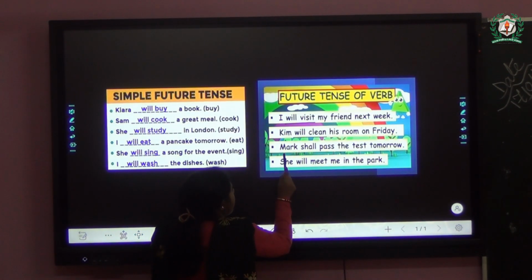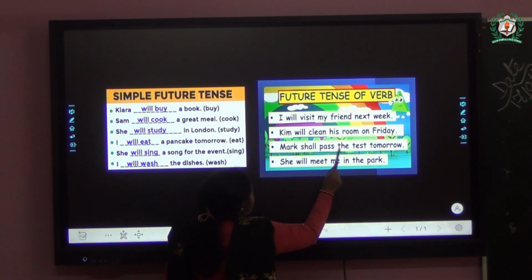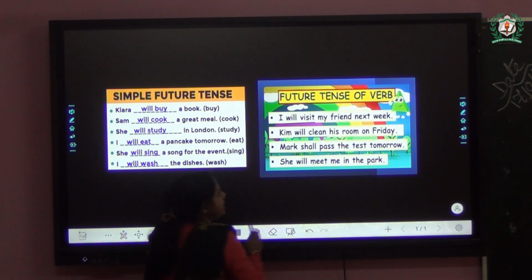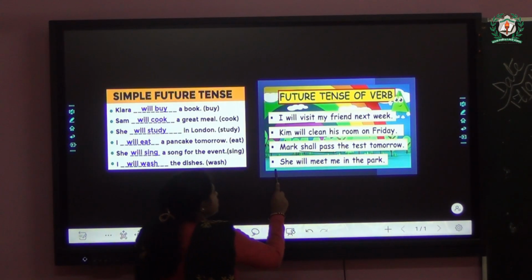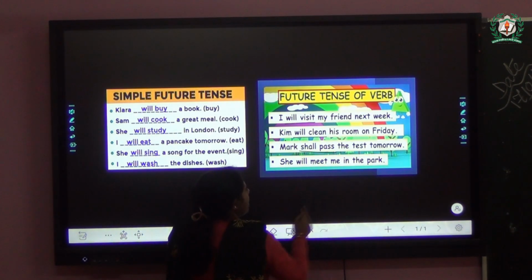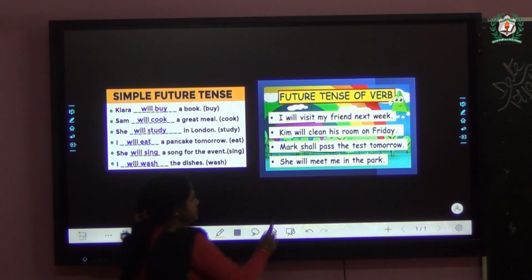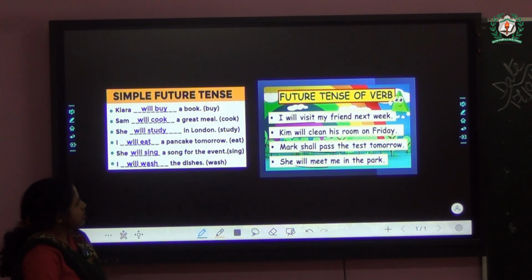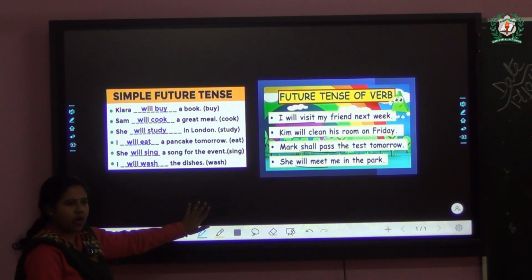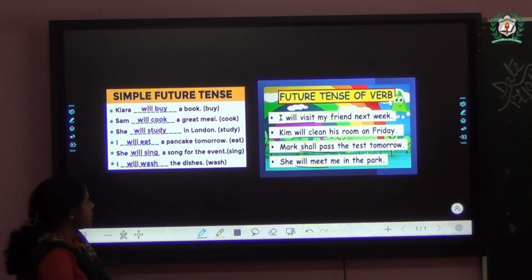If I tell you, Mark shall pass the test tomorrow, what is there? Shall. She will meet me in the park. What will be there? Very good. Okay. So I hope that you all have a brief idea of what the future tense is all about.